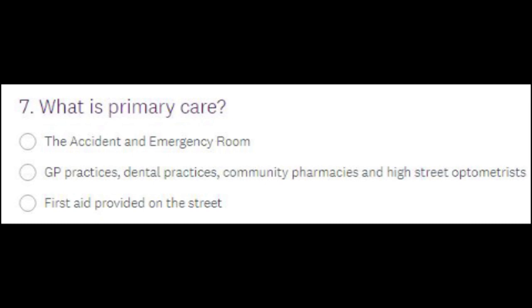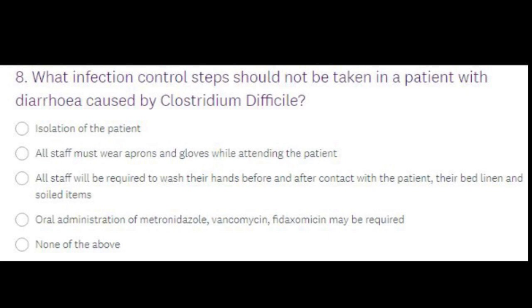That is option B. Next question, what infection control steps should not be taken in a patient with diarrhea caused by Clostridium difficile, that is C. difficile? Option A, isolation of the patient. Option B, all staff must wear aprons and gloves while attending the patient. Option C, all staff will be required to wash their hands before and after contact with the patient, their bed linen and soiled items. Option D, oral administration of metronidazole, vancomycin, fidaxomicin may be required. And option E, none of the above. Option E, none of the above.